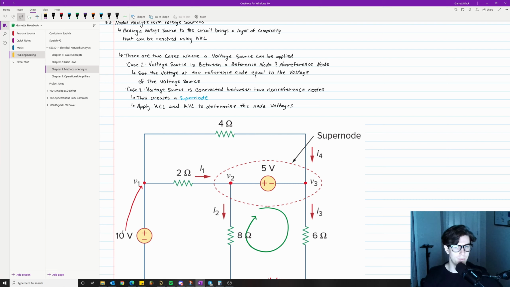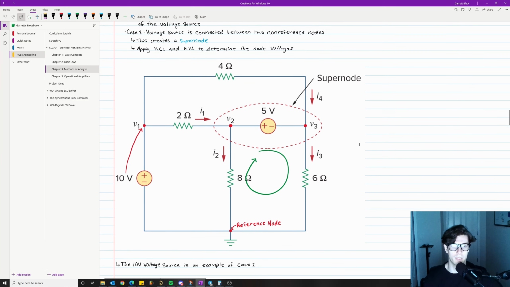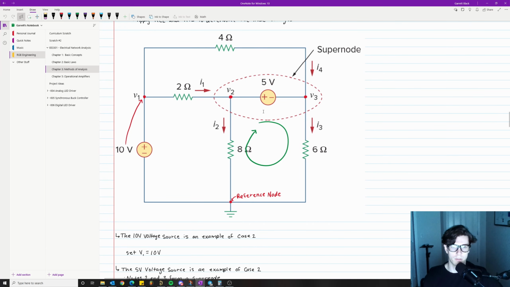Case 2, and this is the more complicated case, is when the voltage source is connected between 2 non-reference nodes. This creates a super node. Okay, so what you do at this super node is apply Kirchhoff's current law and Kirchhoff's voltage law to determine the node voltages. We'll give an explanation because the super node has multiple characteristics simultaneously that we have to demonstrate. I think that's the best way to explain how it works. Yeah, we'll just keep going down and we'll explain how this whole thing works.